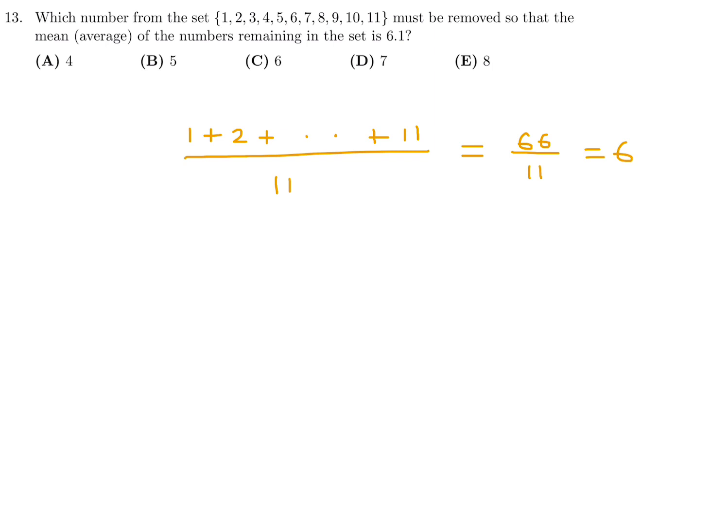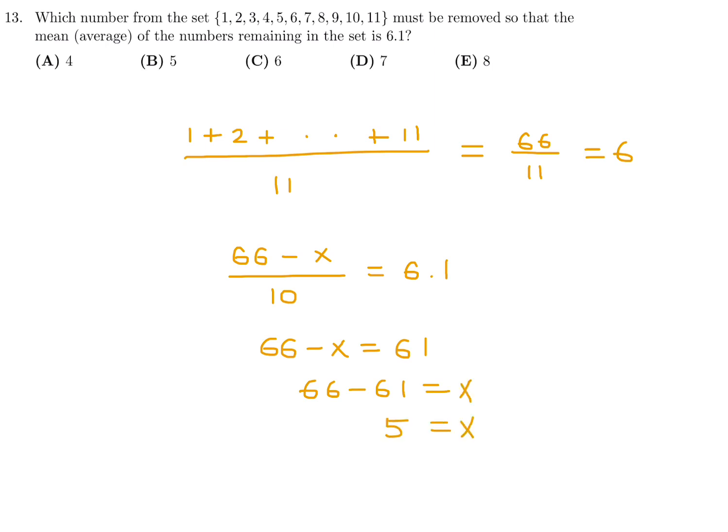But they want you to take out one number, and then when you do, the remaining numbers have an average of 6.1. Okay, so that means I've got 66 as my sum. I've got to take out one of these numbers. I don't know what that number is. Let's just say it's x. And then there'll be 10 numbers remaining, so you divide by 10, and that average is 6.1. So this is the algebra we have to do. 66 minus x is 10 times 6.1, which is 61. Therefore, 66 minus 61 is x, and therefore x is 5. So the number we have to take out is that 5, and therefore number 13, the answer is B.